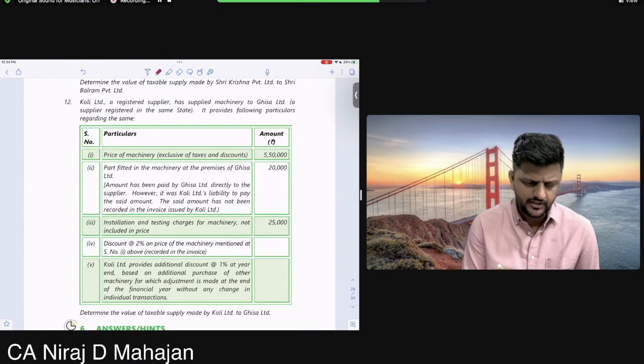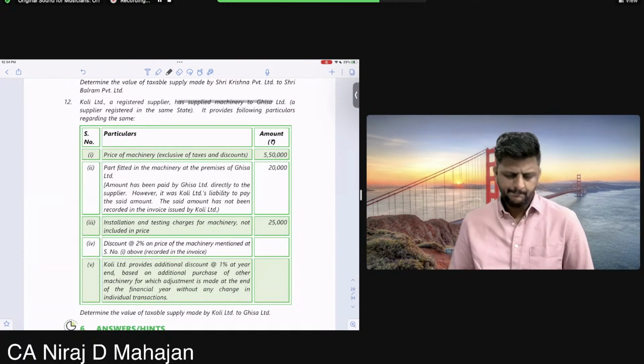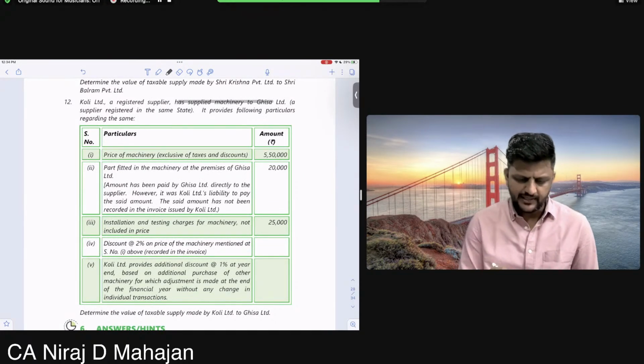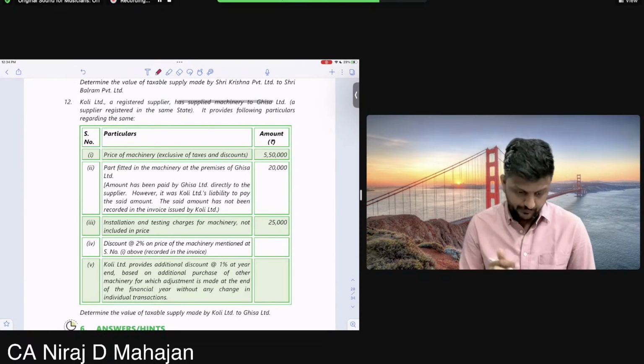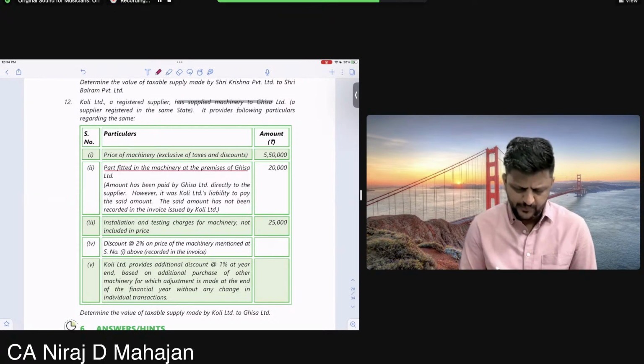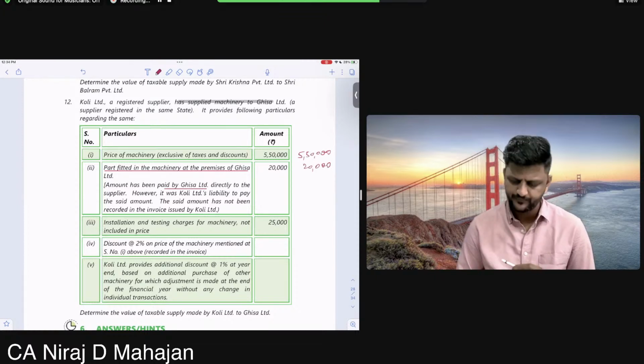Kohli Limited, a registered supplier, has supplied machinery to Gisa. Price of machinery exclusive of taxes and discounts. Part fitted in machinery at the premises of Gisa. Amount has been paid by Gisa directly to the supplier. However, it is Kohli's liability to pay the amount. The said amount has not been recorded. We add back.